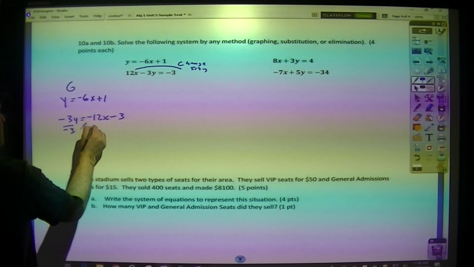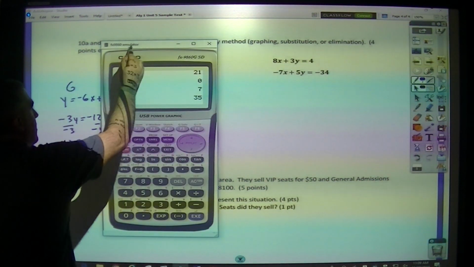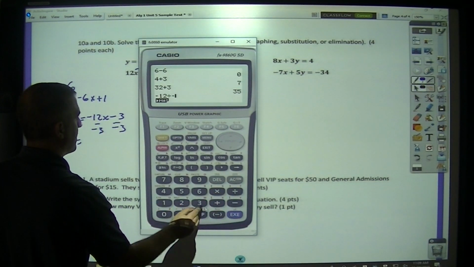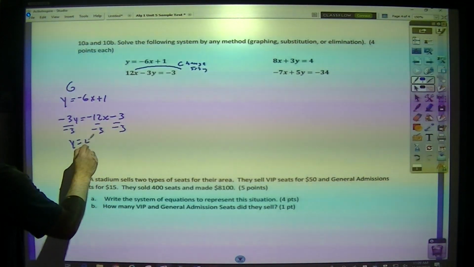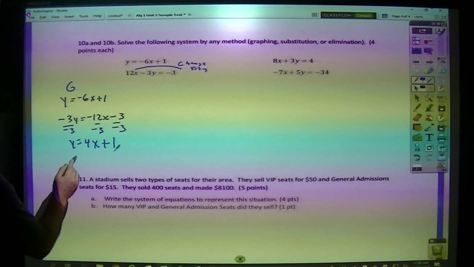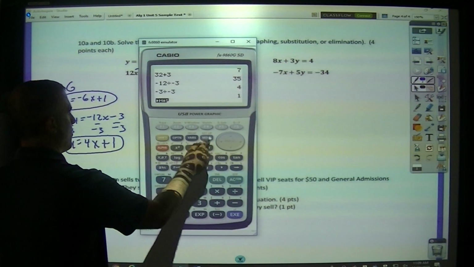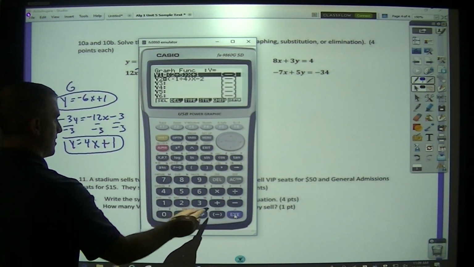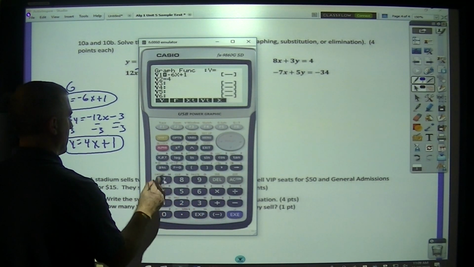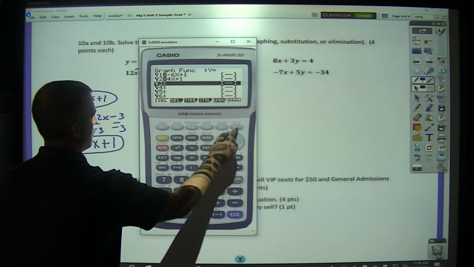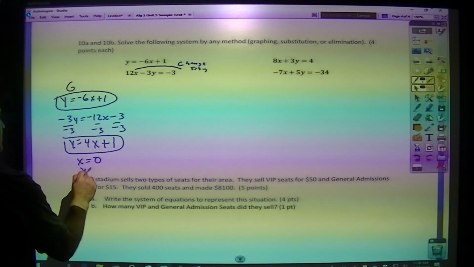Then I divide each part by negative 3. That's y equals, and if I use my calculator, negative 12 divided by negative 3 is 4, and negative 3 divided by negative 3 is 1. So 4x plus 1. So these would be my 2. I could graph that in my calculator if I wanted to. Negative 6x plus 1, and 4x plus 1. Draw, G-solve intersect. I've got an answer of x equals 0, y equals 1.